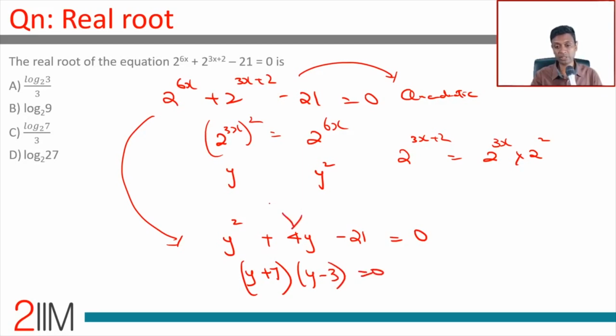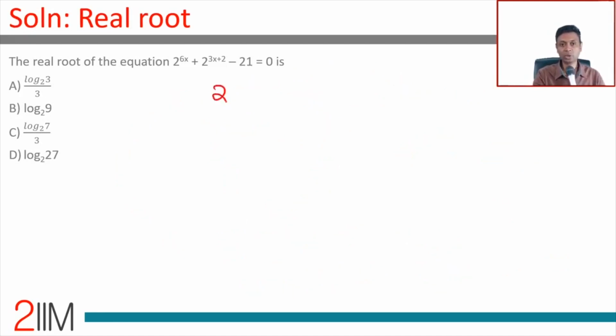This 4 we are splitting as 7 and minus 3. Y equal to minus 7 or plus 3. 2 power 3x cannot be negative. Remember, this is quite simply 2 power 3x equal to 3.